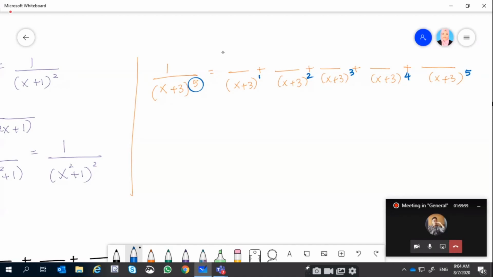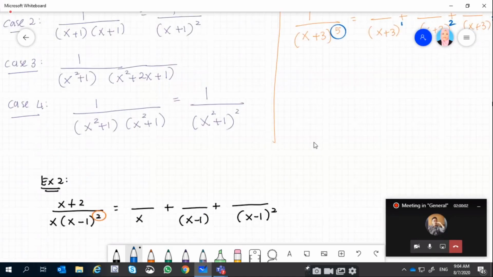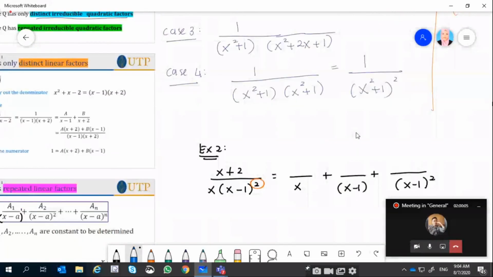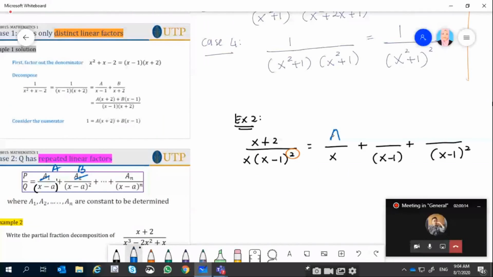And for this second case, similarly, we are not using A1, A2, up to An, but A, B, C, and so on, in alphabetical order. So we have 5 factors here: A, B, C, D until E.